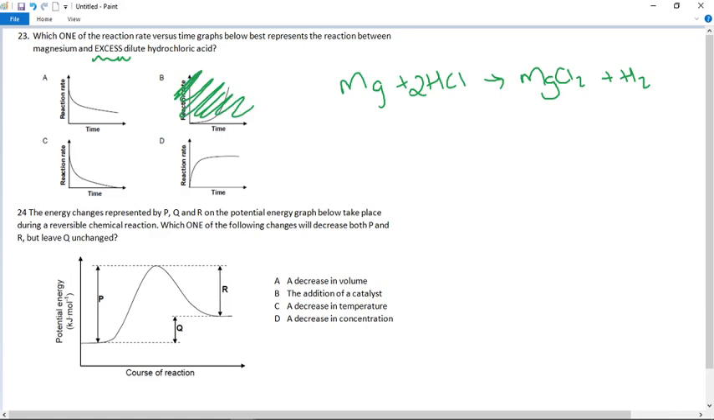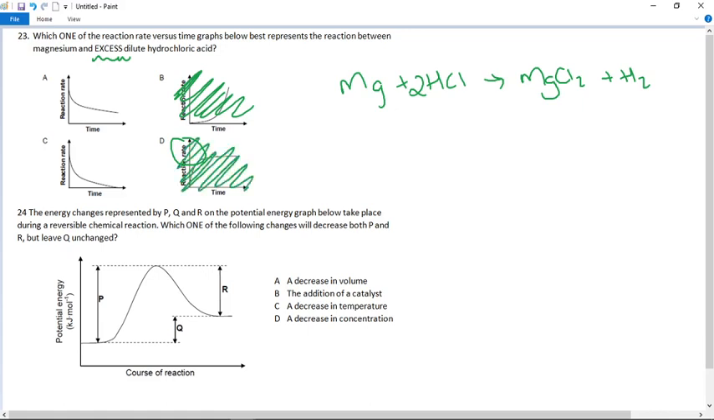D is also an increasing graph, so we can't use D. This graph, you might be confused, because a change in concentration of products graph can look like this, but this is not. This is a reaction rate graph. How fast are my products being produced, not how much.